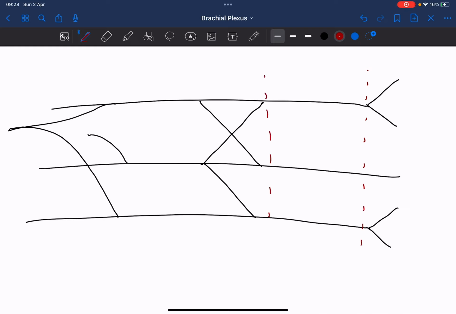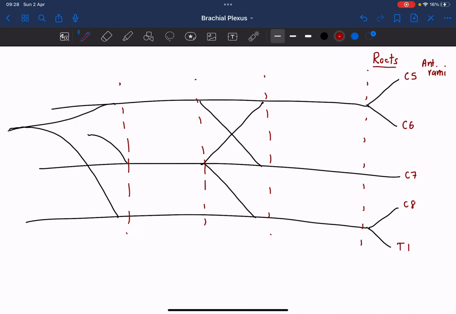So what I'm doing right now is dividing the brachial plexus into its different parts. What we have here are the roots, and the roots are made of C5, C6, C7, C8, and T1. Usually the branches that are involved here are the anterior rami. There are anterior rami and posterior rami that come from the spinal cord, and the ones involved in the formation of the brachial plexus are the anterior rami of C5, C6, C7, C8, and T1. Okay, so those are the roots.